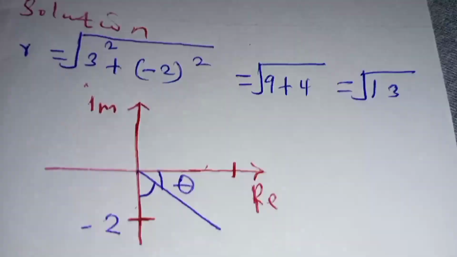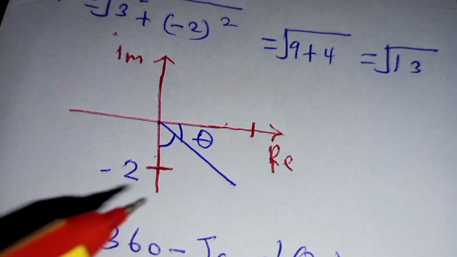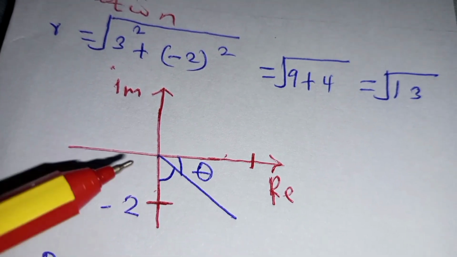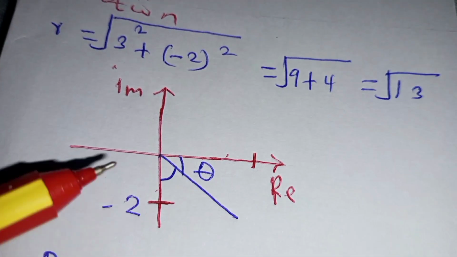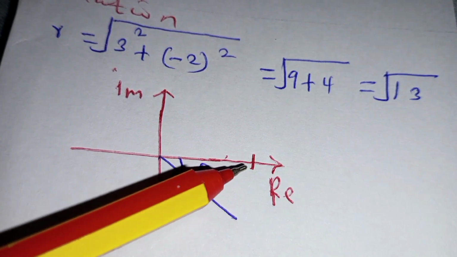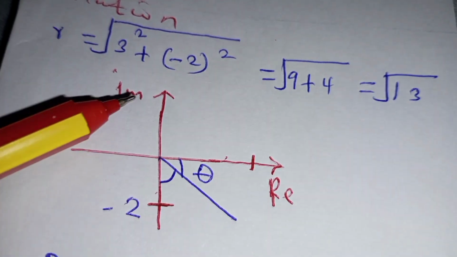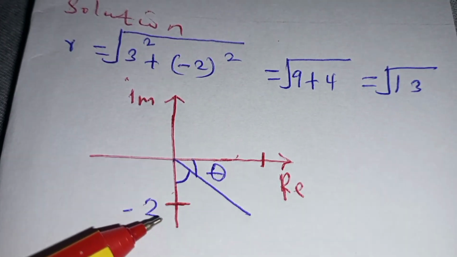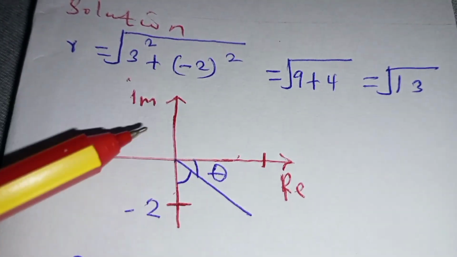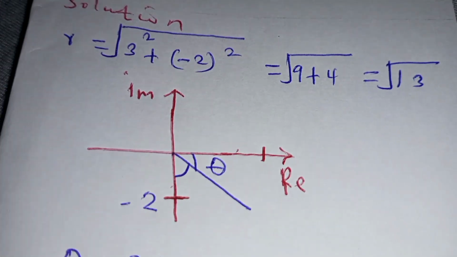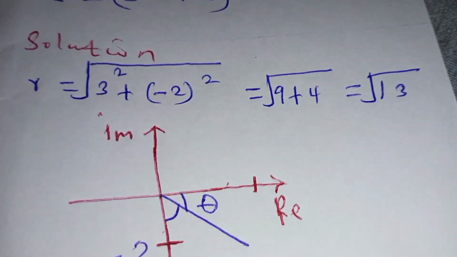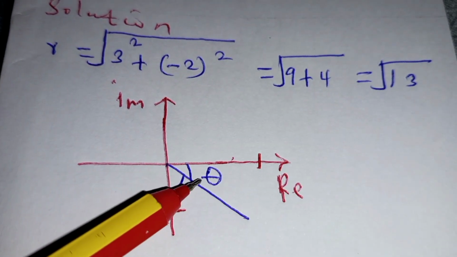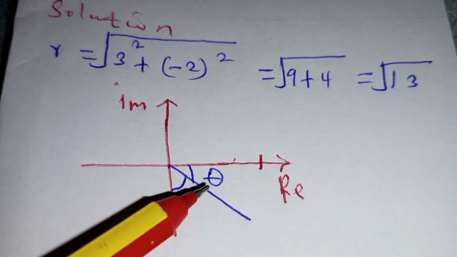Then the next thing, you identify the quadrant at which the argument lies. So you have 3, which is somewhere here along the real part, and negative 2i is somewhere here. This y-axis is the imaginary part. Now, once you know where the argument is, it is in the fourth quadrant.